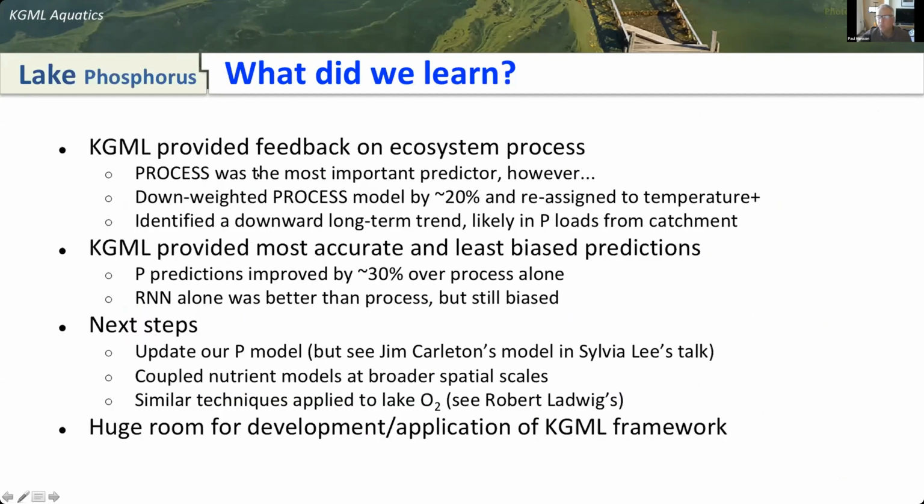This is my last slide here, wrapping up. KGML provided feedback on the ecosystem process. Although I didn't show these results, the process model was the most important predictor for the KGML paradigm. However, it did downweight it by about 20% and reassigned some of the variance we thought should go to process into temperature. So we learned something about our model, that maybe we didn't even have exactly the right model and we could make some changes there.